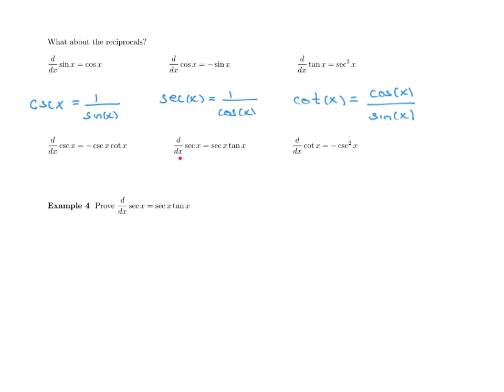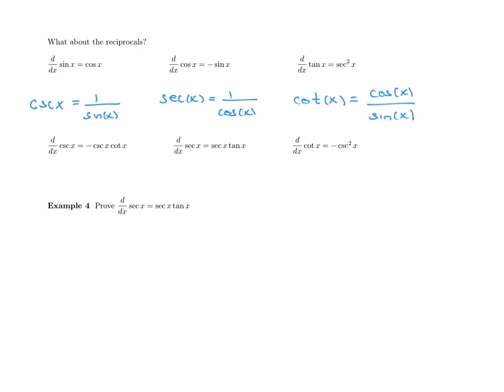I have stated the rules for all 3 of them. The derivative of cosecant of x is negative cosecant x times cotangent x. The derivative of secant of x is secant x tangent x. And then for the derivative of cotangent, that's negative cosecant squared x.